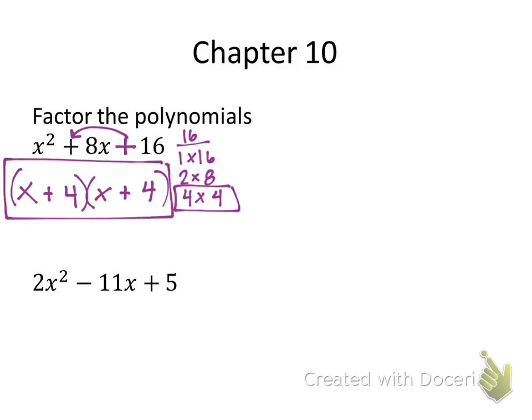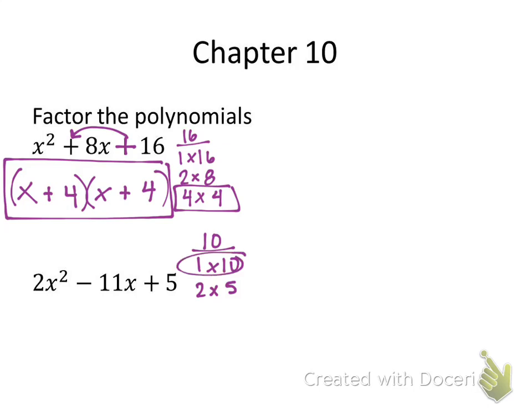Now, the one below it is a little bit different because I have a number now in front of x squared, so I can't use the exact same method. What I need to do is multiply a times c. Remember, a is the term in front of x squared, c is the term by itself. So 2 times 5, which is 10, and now I list the factors of 10. 1 times 10 and 2 times 5. Which ones are going to add together to give me 11?